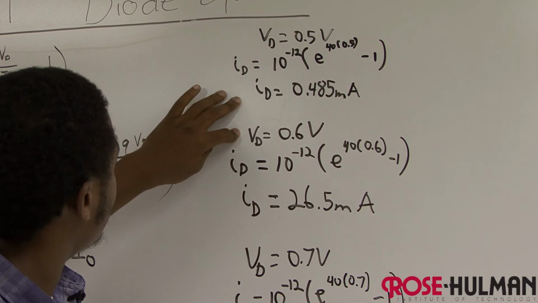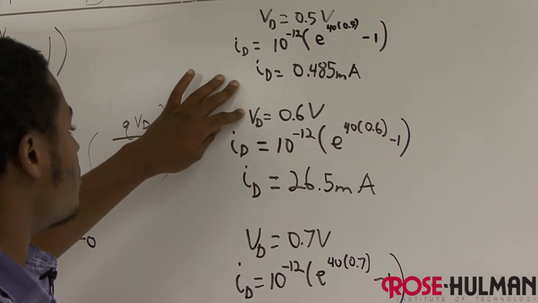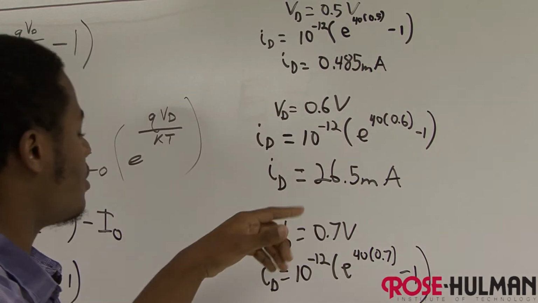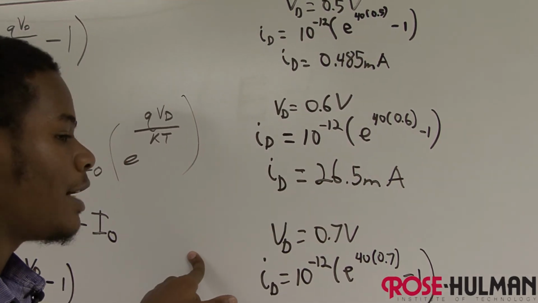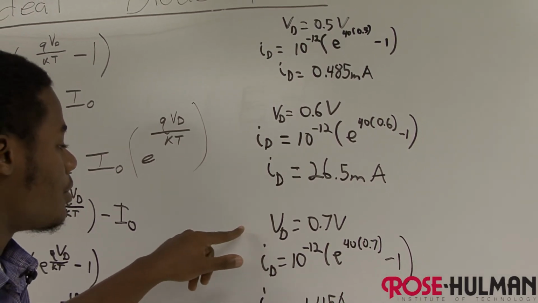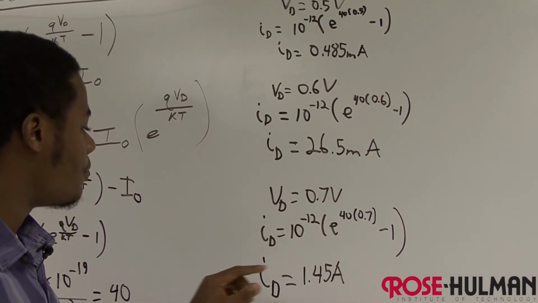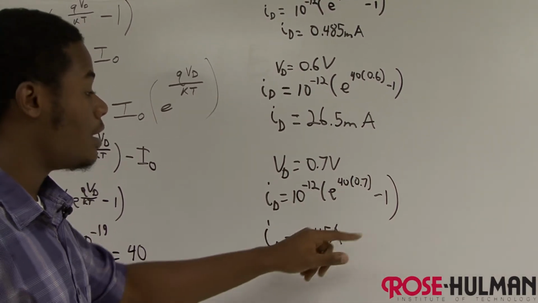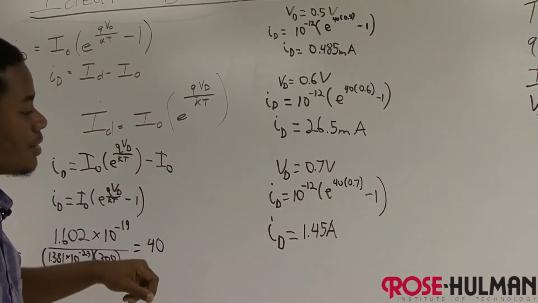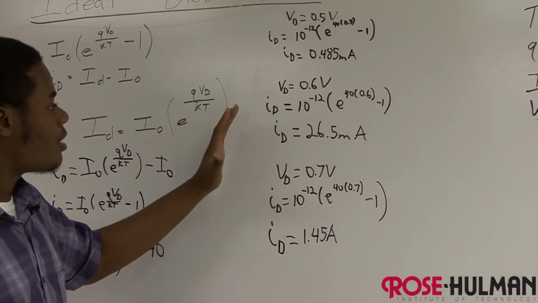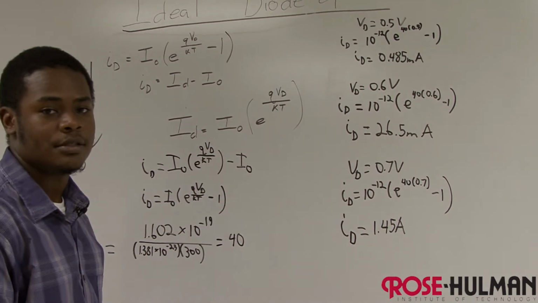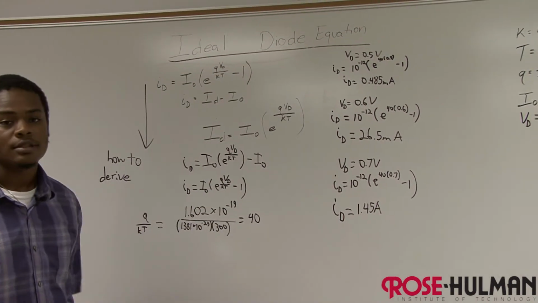Pretty small. So this time we're going to do 0.6 volts as our diode voltage. So we're going to run through the same equation again, and this time we get 26.5 milliamps, much larger than the first time. This time we'll do 0.7 volts, run through it again, and we get 1.45 amps, even higher. So as you can see, between 0.6 and 0.7 volts, this is where our diode starts producing our actual current that we want, and that's when it actually turns on, and that's how we do the ideal diode equation.